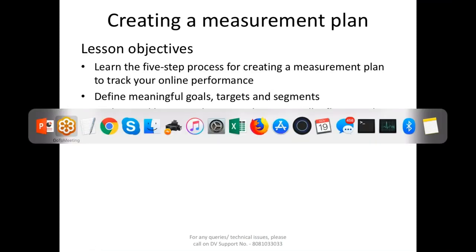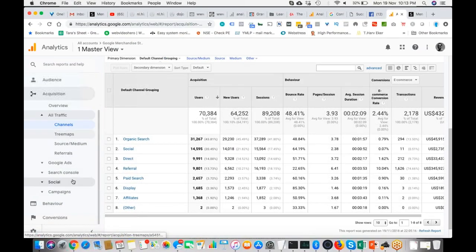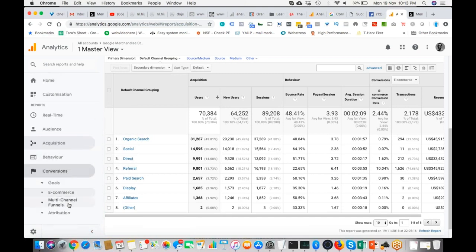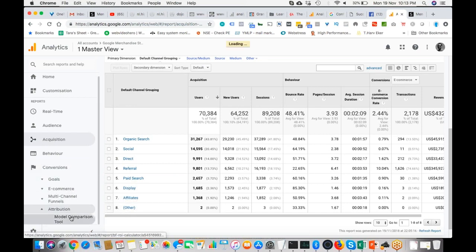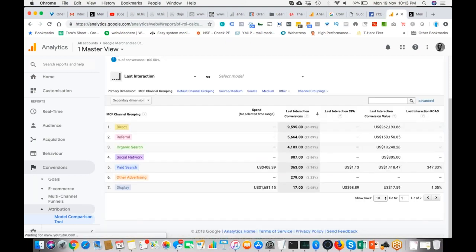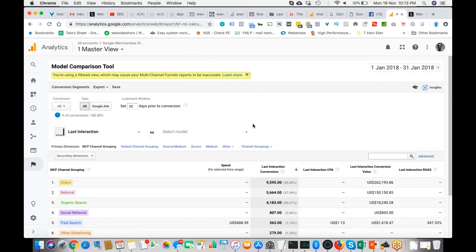Okay, now I'll show you the reports. If you have set up goals or e-commerce, you will see these reports in the conversion section, under attribution model, in the model comparison tool. Now you see what model we have taken? Last interaction model. So the direct conversions are also awarded over here. And we are seeing this for January 2018.